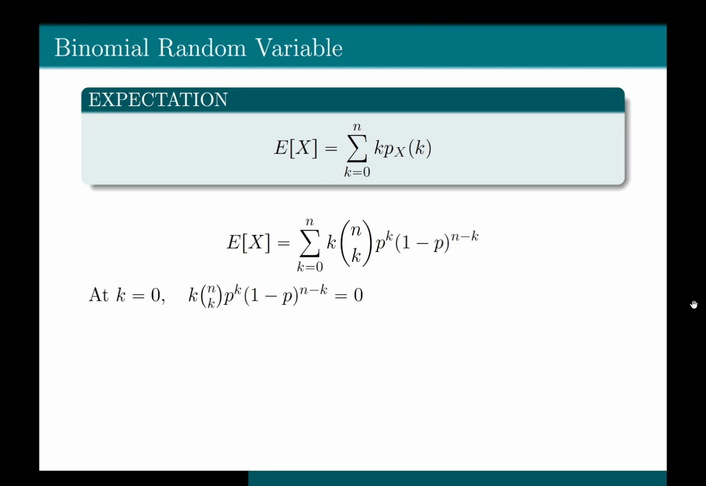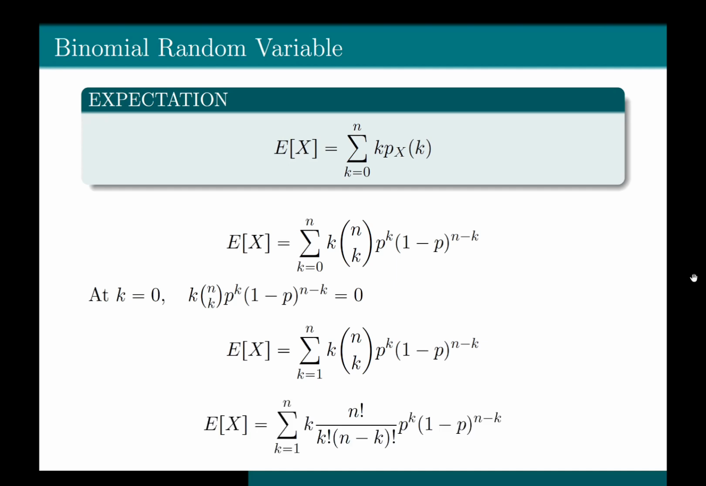We can clearly see that we are summing at k equals 0, k equals 1, k equals 2, k equals 3, till k equals n. And we know that at k equals 0, the value of this expression is equal to 0. So the value of the sum is basically the same as the summation when the sum starts from 1 to n, because at k equals 0, the expression has value 0.